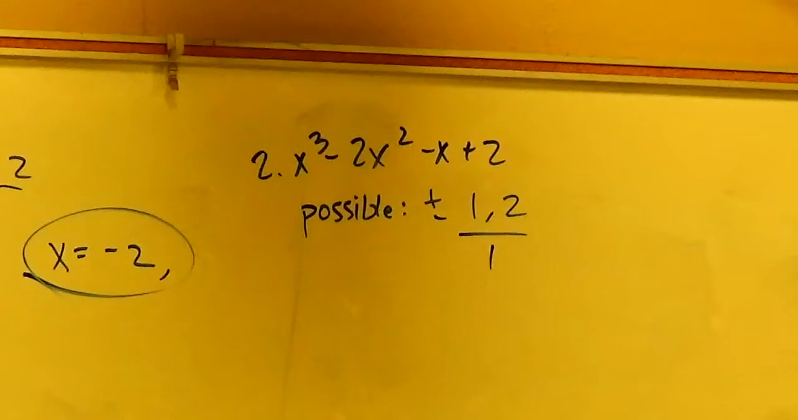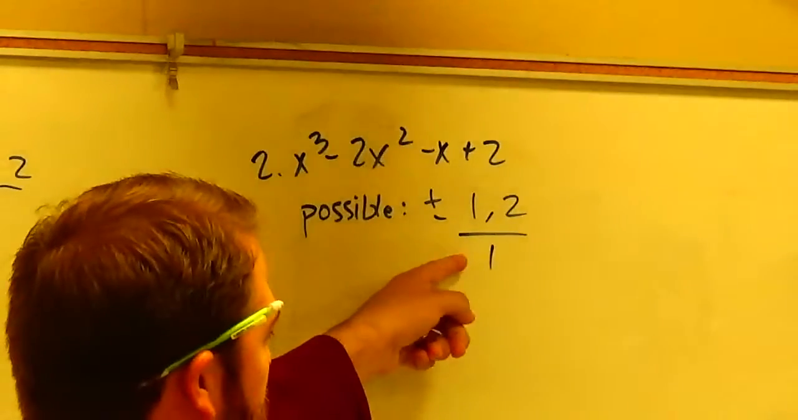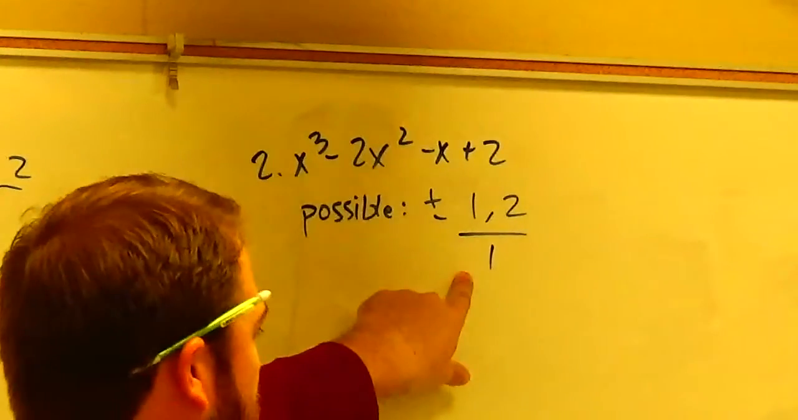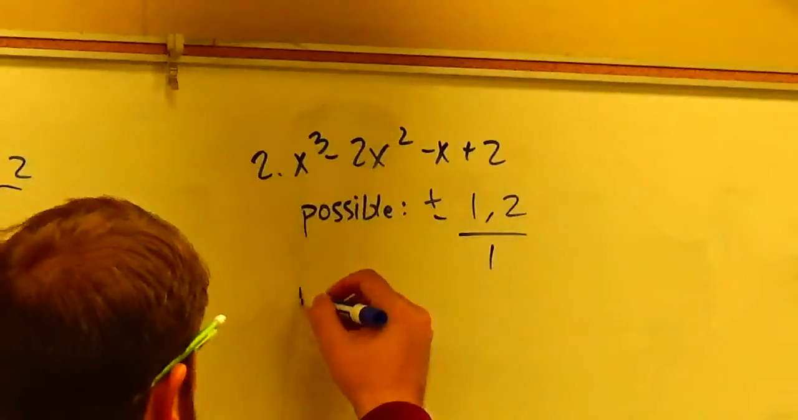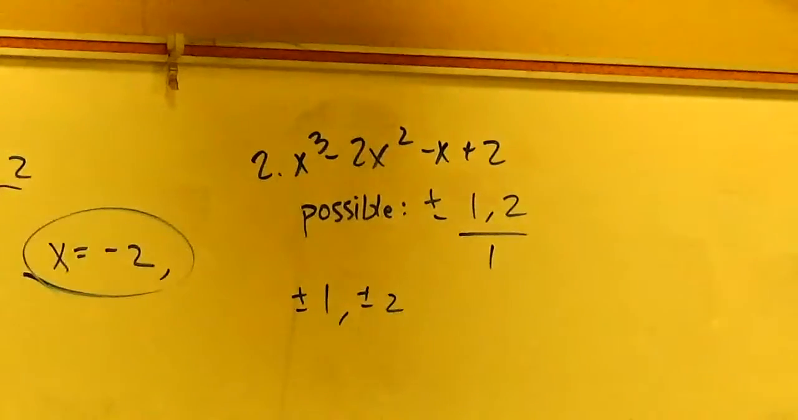So now, you don't have to list one out at all, but what this says is I would take plus or minus 1 and divide it by 1. So I'll get plus or minus 1, and then plus or minus 2. So in this problem, there are only 4 possible answers. For this one, there are a lot more to choose from.